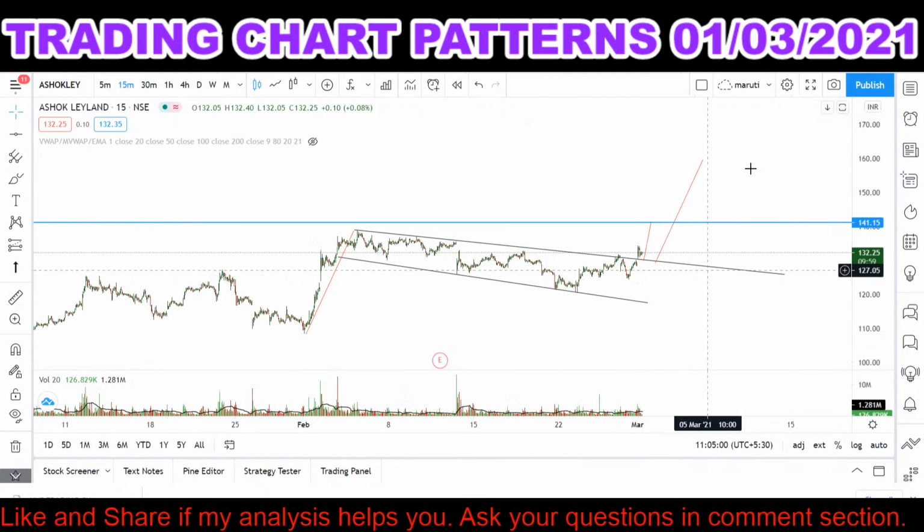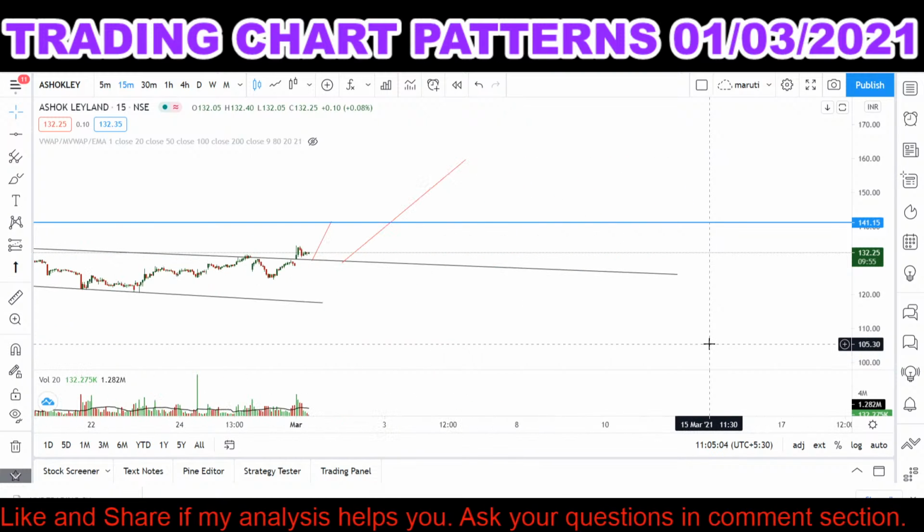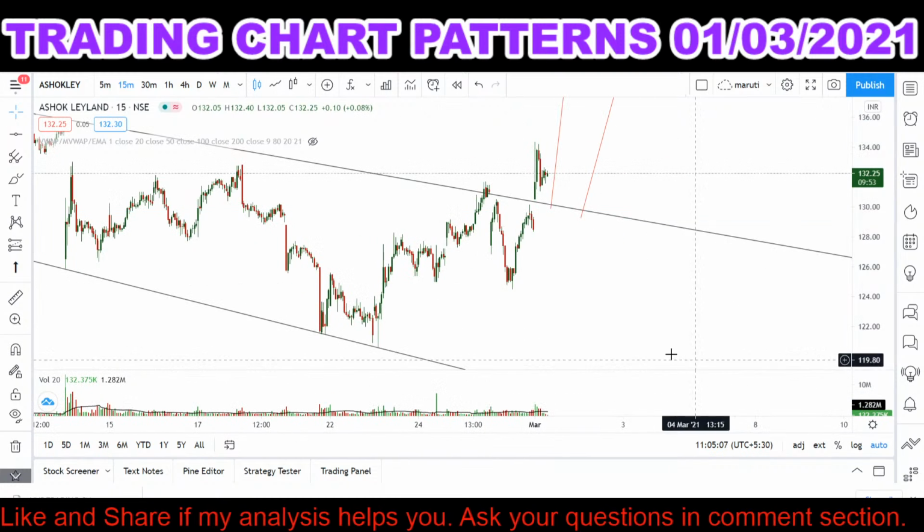And what's the target? 160 rupees. Okay, 160 rupees will be the probable target for Ashok Leyland in swing trades.